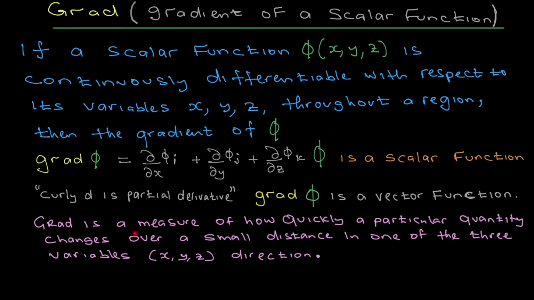Grad is a measure of how quickly a particular quantity changes over a small distance in one of the three variable directions, either in the x direction or in the y direction or in the z direction.